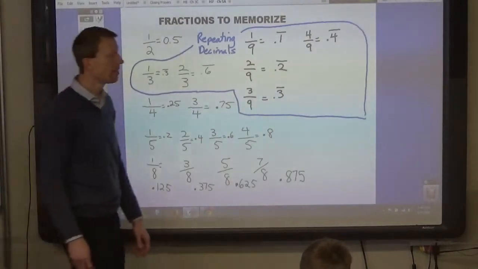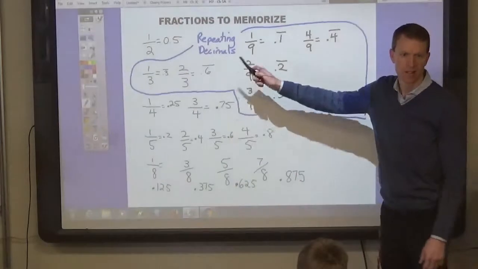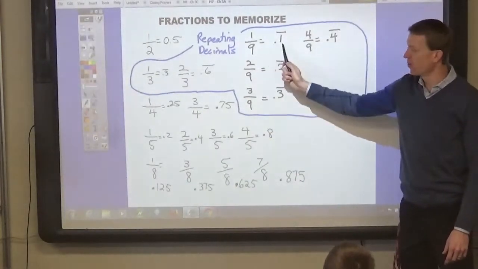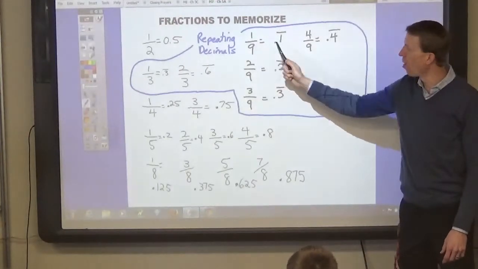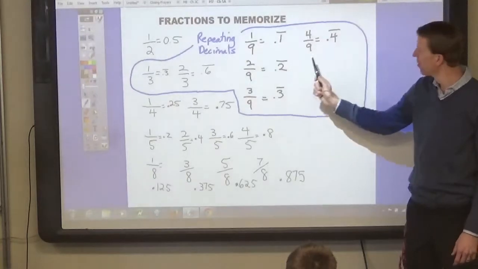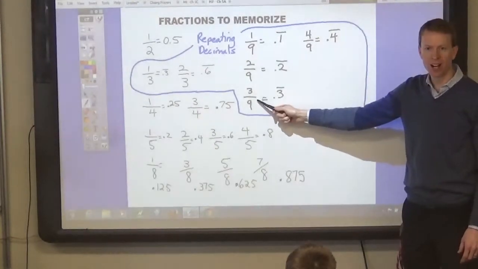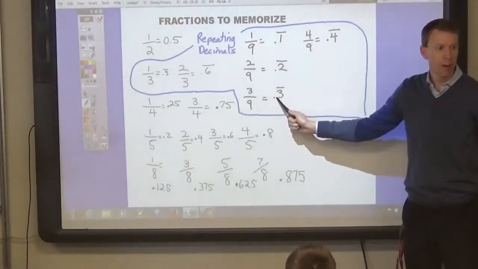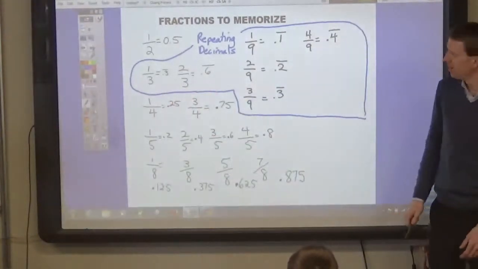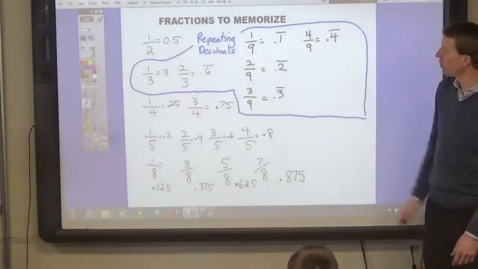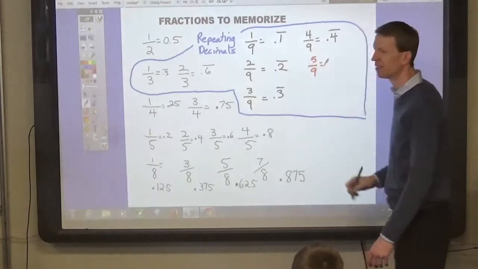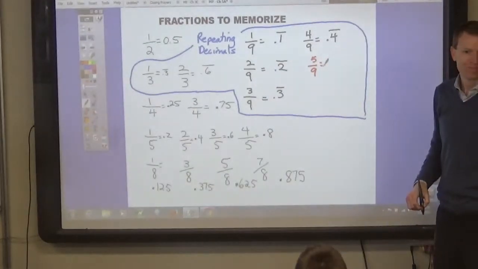And then the last one that you have to memorize are the ninths. Because they're just the numerator repeating. So 1/9 is 1 repeating. 2/9 is 2 repeating. 3/9 is what as a fraction? It's 3 repeating. It's also 1/3, isn't it? 4/9 is 4 repeating. 5/9 is what?